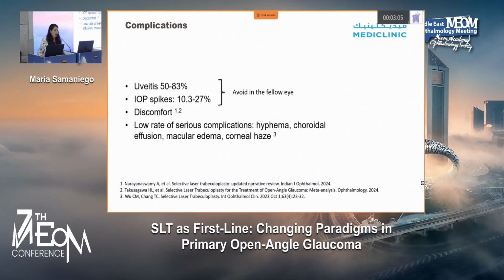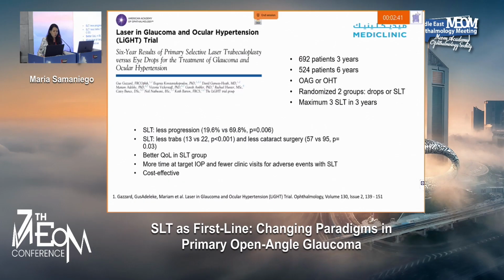What are the complications? Well, we can find uveitis and IOP spikes. These are the 2 more common complications, and actually it is recommended that if we see a severe case of uveitis or a severe IOP spike in the first eye, it is better to avoid it in the fellow eye. But usually we are doing this procedure bilaterally, so sometimes we don't have the chance to avoid it in the fellow eye. And the rate of serious complications is quite low.